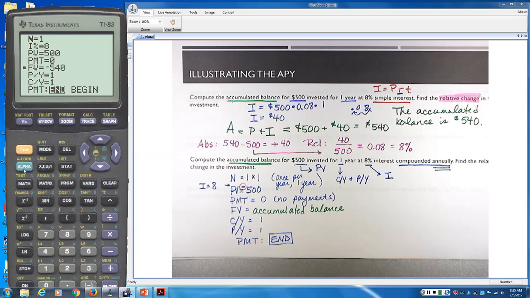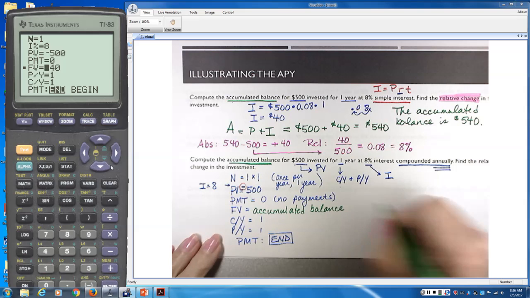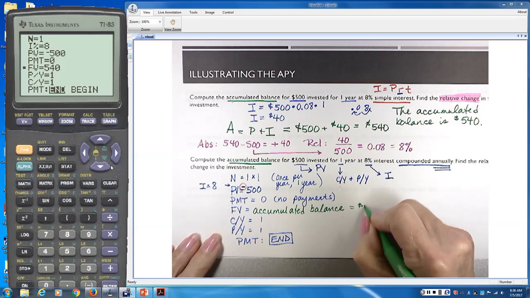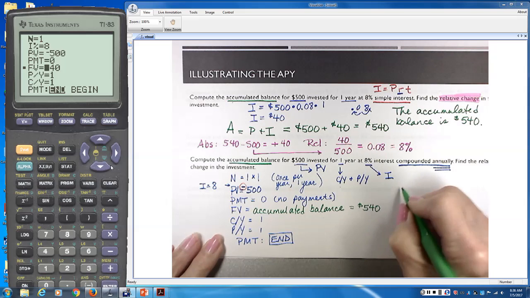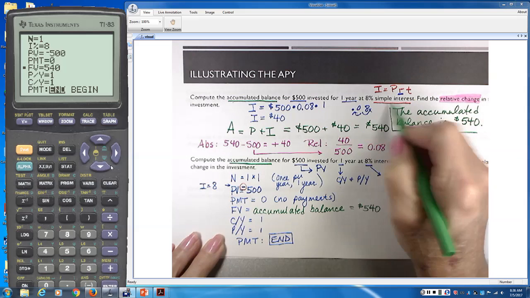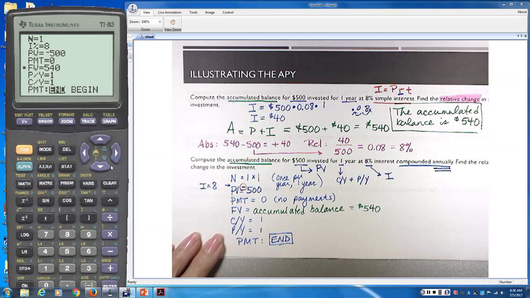And that's because I forgot to put in a negative here. So if I redo this like I should, alpha, enter, then that's going to be positive. Okay? So the accumulated balance is positive $540. So that's the same as for simple interest, which means then that our absolute and our relative are going to be unchanged.